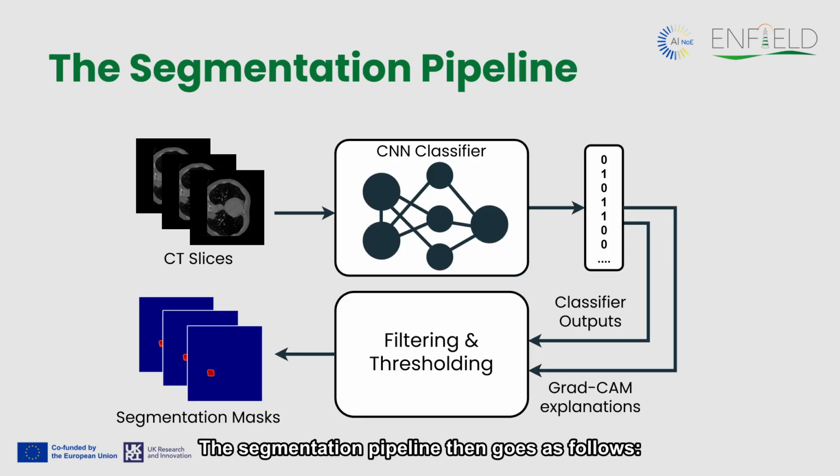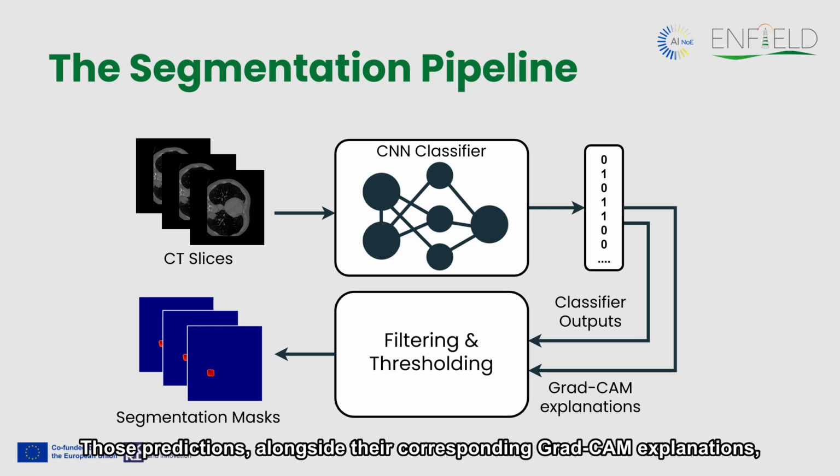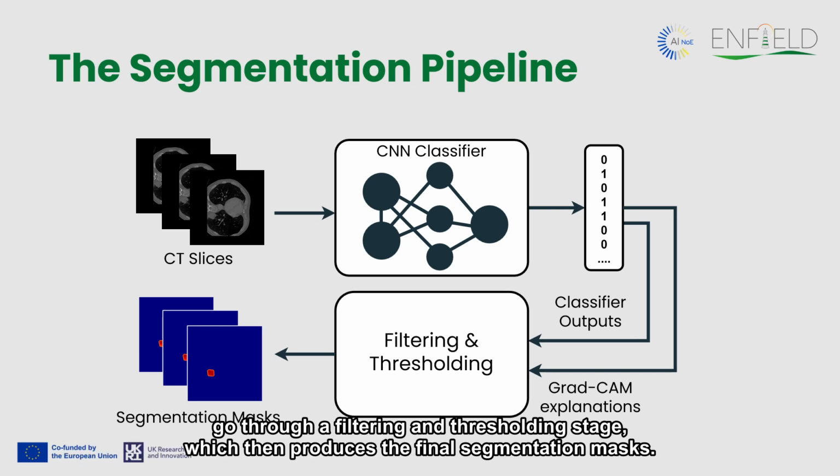The segmentation pipeline goes as follows. Starting with a series of CT slices, we pass them through the CNN classifier to get a sequence of binary predictions. Those predictions, alongside their corresponding Grad-CAM explanations, go through a filtering and thresholding stage, which then produces the final segmentation masks.